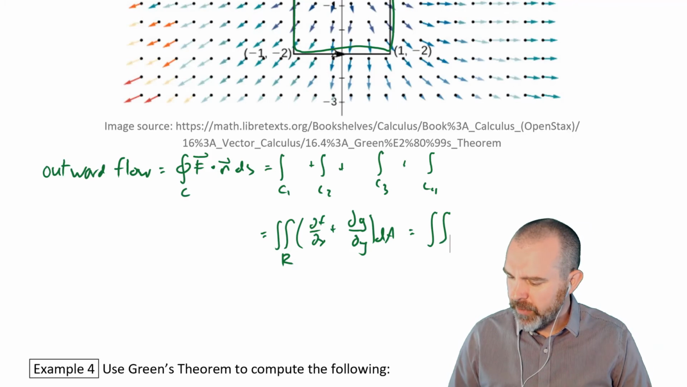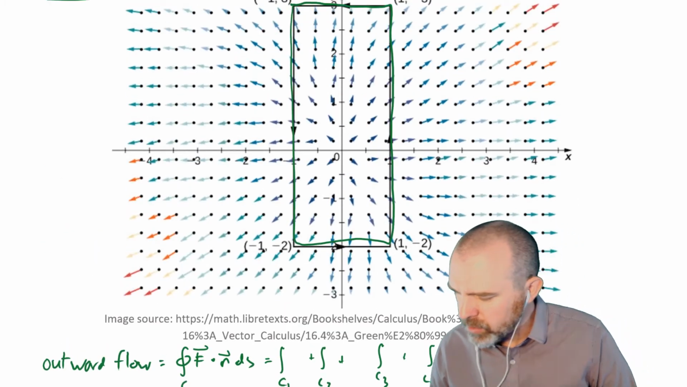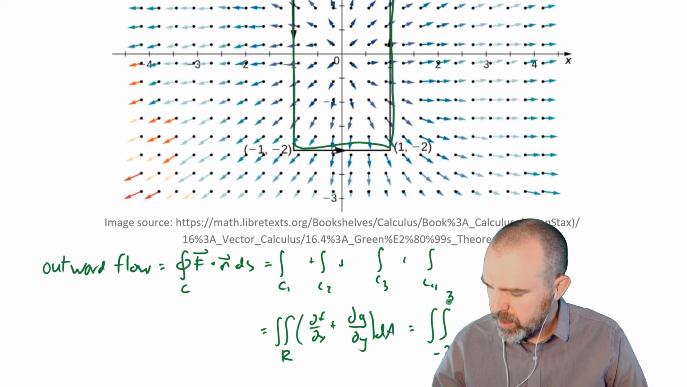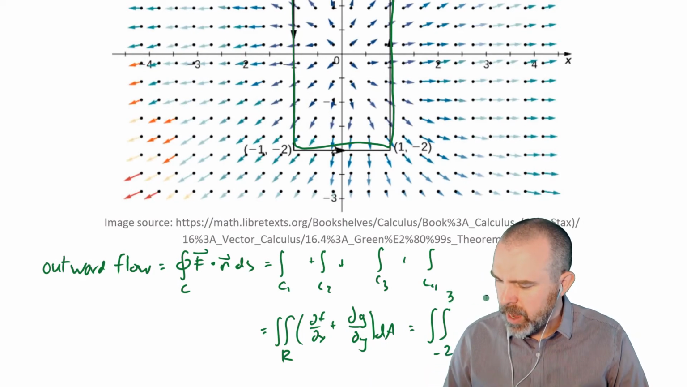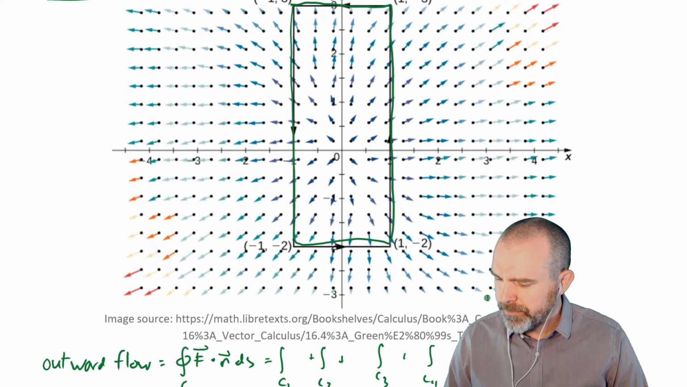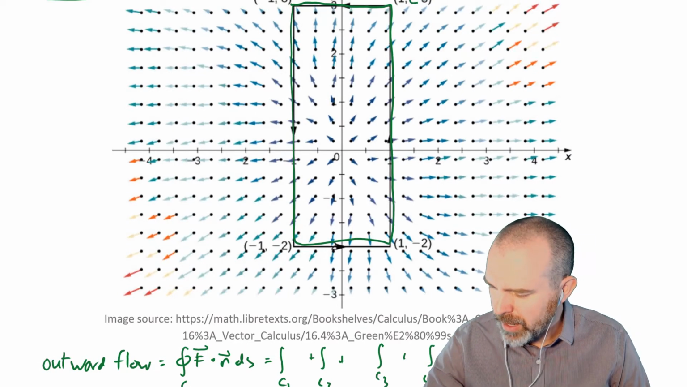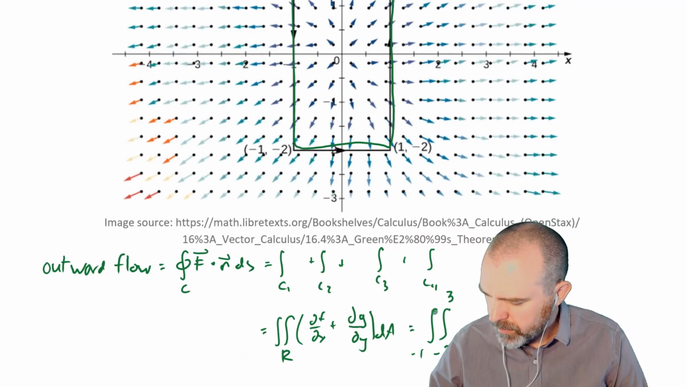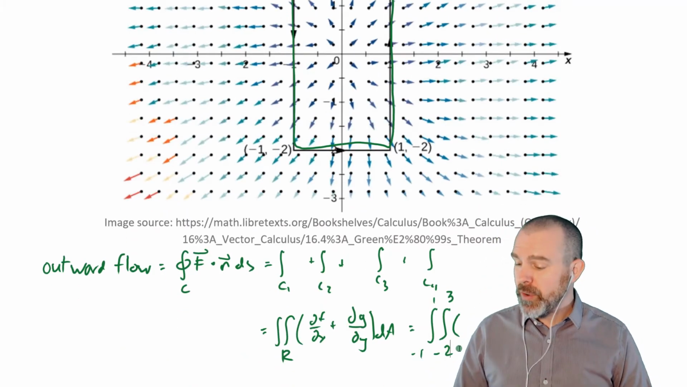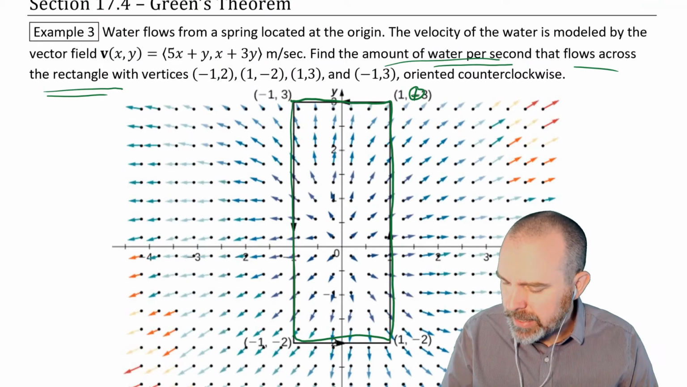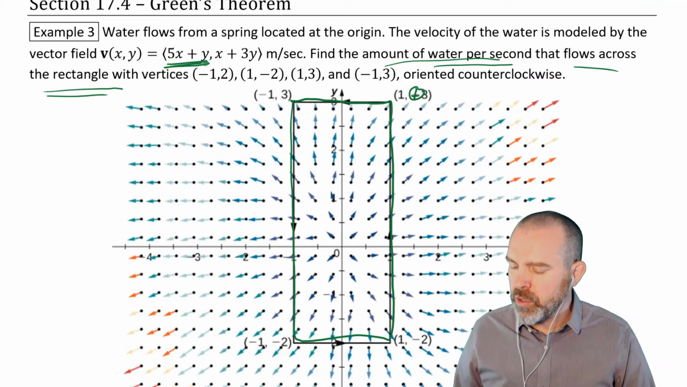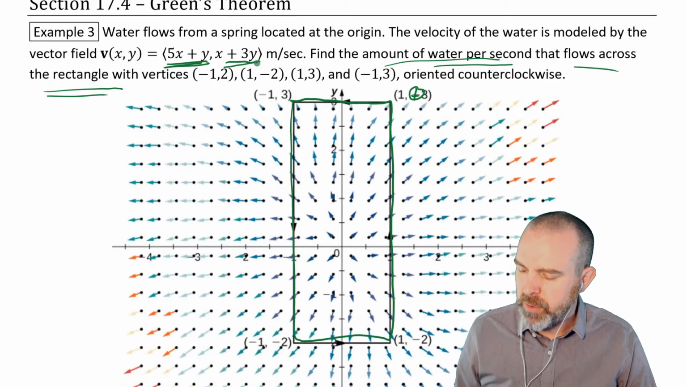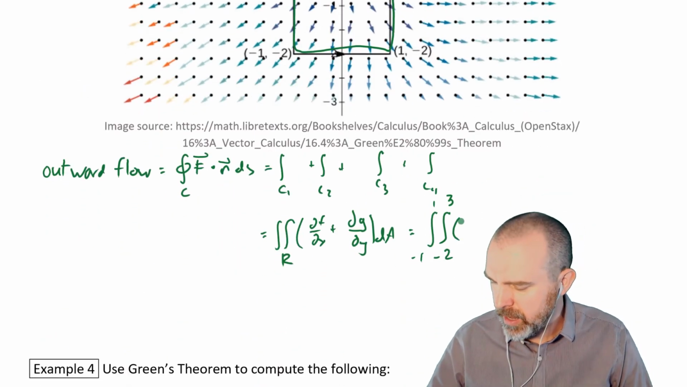Well, the region's easy enough here. This is just a rectangle. Y goes from -2 to 3, and then x goes from -1 to 1. Okay, and then we need the partial derivative of f with respect to x. So there's our f. The partial derivative of f with respect to x will be 5, and the partial derivative of g with respect to y will be 3.